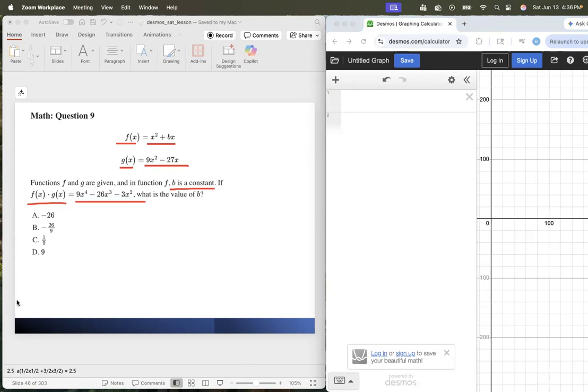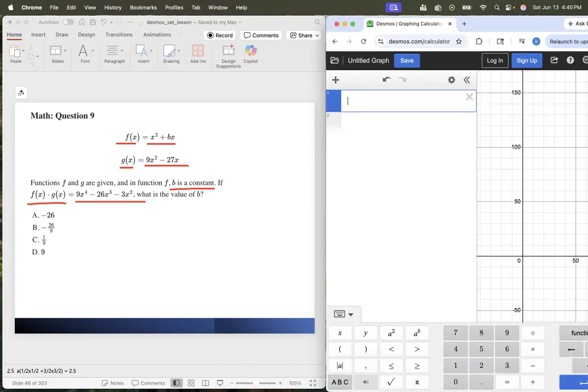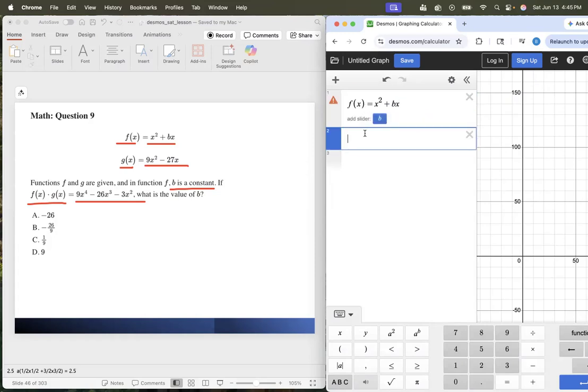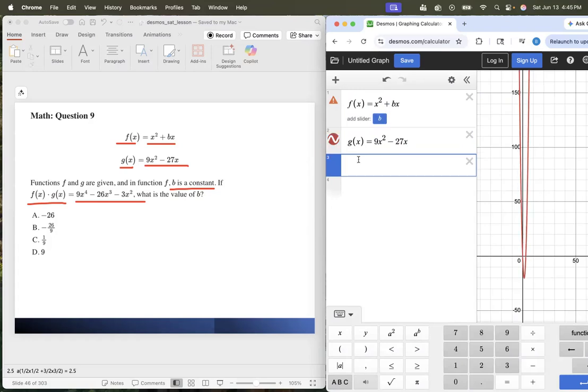Let me show you how to use Desmos if you want to do that. To use Desmos, input the equation in the system. You're going to have f of x equals x squared plus bx. And now I would say g of x is what? 9x squared minus 27x. Then I'll tell Desmos, look, there's a new function called h of x is equal to what? f of x multiplied by g of x.